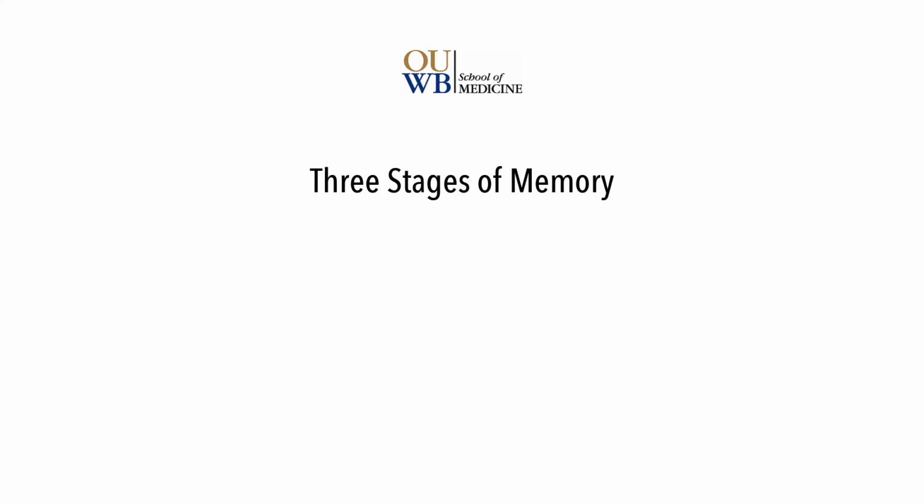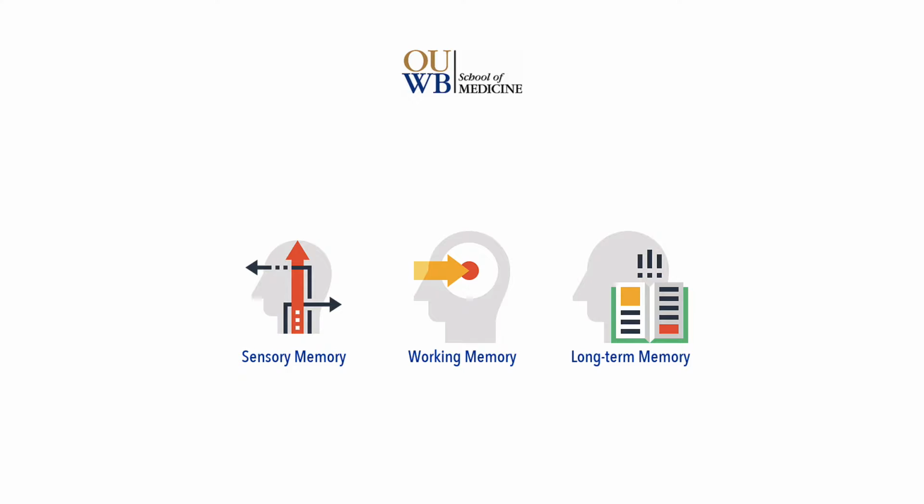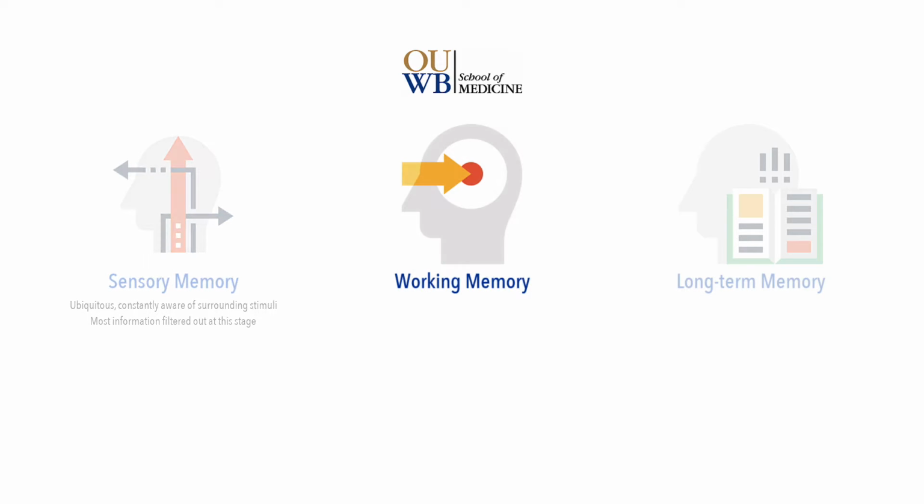There are three primary stages of memory: sensory memory, working memory, and long-term memory. Sensory memory is ubiquitous and constantly aware of the world surrounding us. Most information perceived through sensory memory is almost immediately filtered out of consciousness, as we determine what warrants further attention and what does not. Working memory, sometimes referred to as short-term memory, is involved with those stimuli which we have chosen to pay attention to.